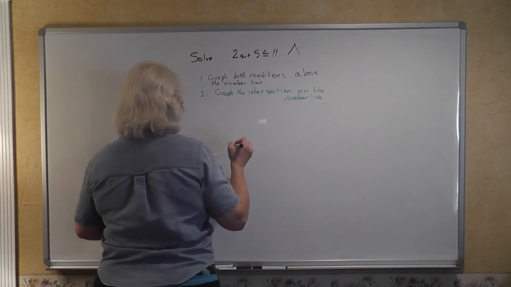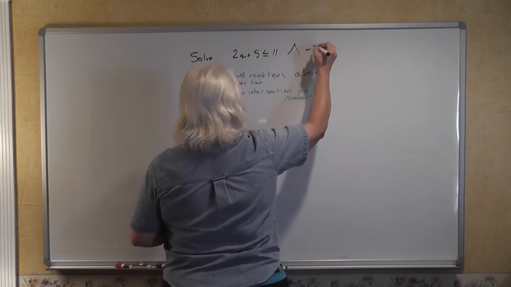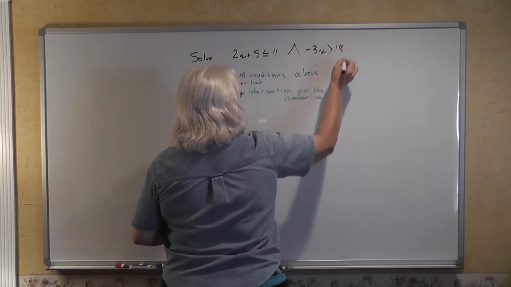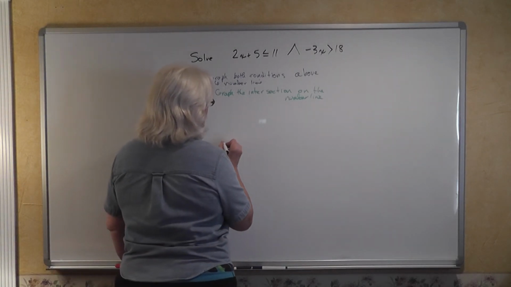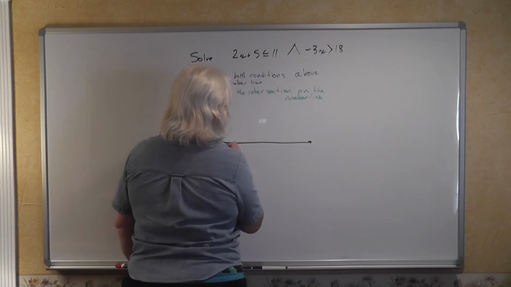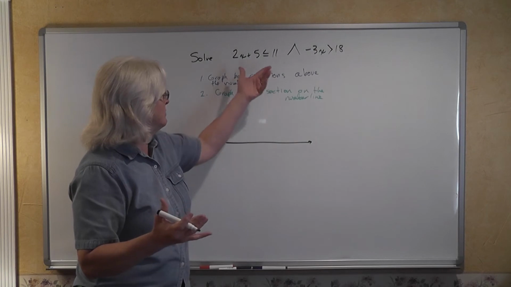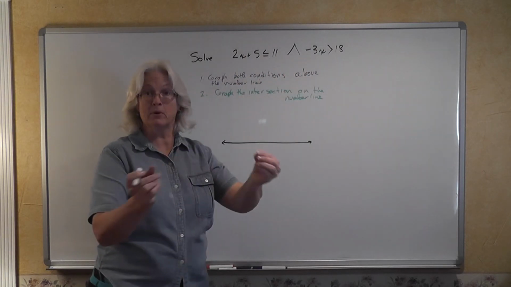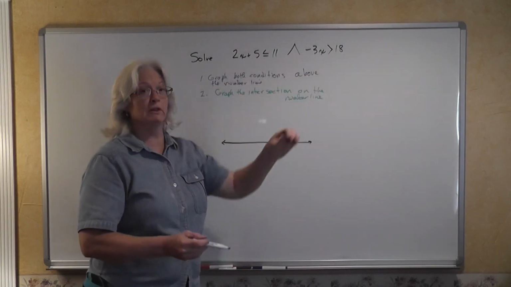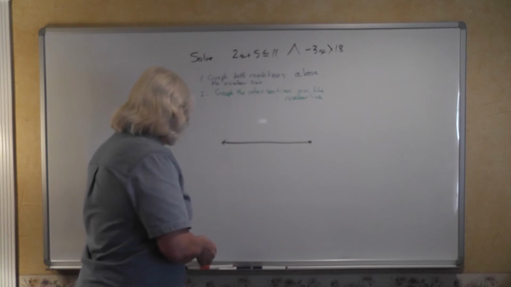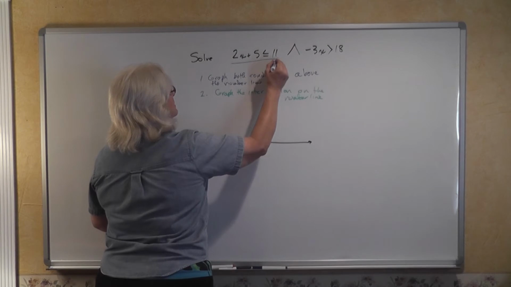And, which is our caret, negative 3x is greater than 18. So we're going to have our number line, and we have to graph both of these conditions above our number line. But how in the world are we even going to know how to set up our number line? Well, looks like we've got a little bit of work to do on these, don't we? With our blue condition, let's work on this one first.